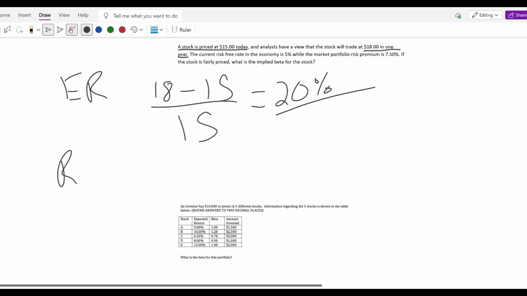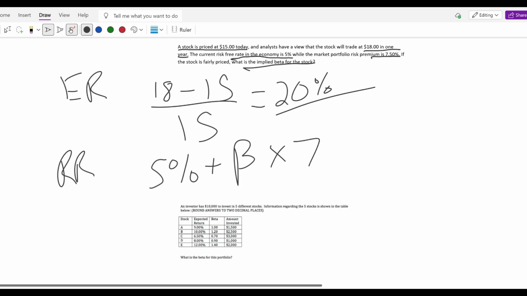Now, the required return is the CAPM formula that we've been using this whole time. So that is your 5%, the current risk-free rate in the economy, plus your beta, which we're solving for, multiplied by the 7.5% market risk premium. So this means that we have to solve for the beta, but lucky for us, we solved for the expected return. So that means we subtract 5%.